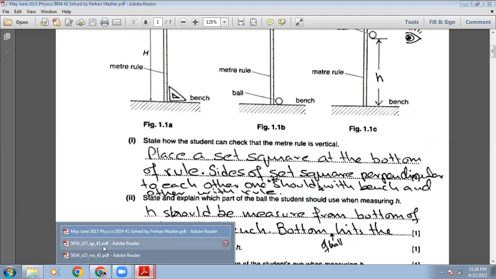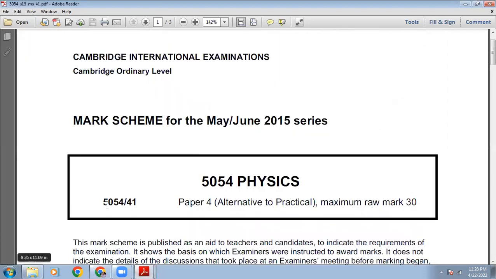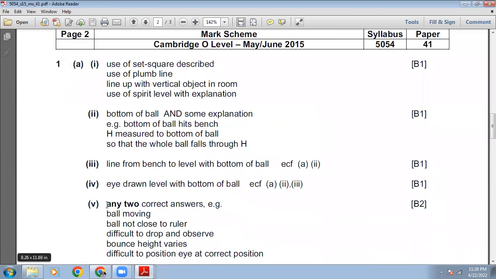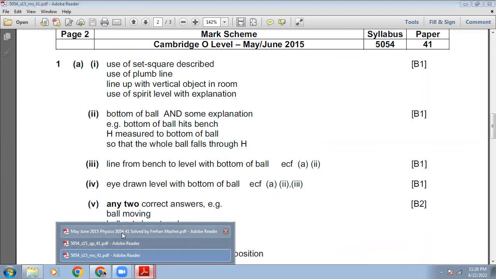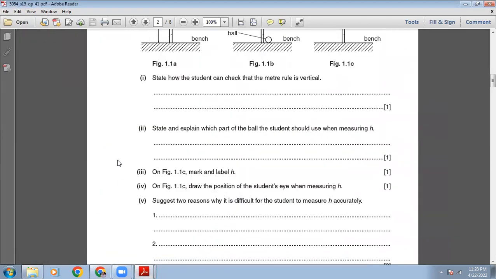Okay, so let's check the marking scheme and see what it has to say. It says: use of the set square; use of a plumb line against a vertical object in the room; use of a spirit level with explanation. So we have given the first answer. Okay, now the next question.